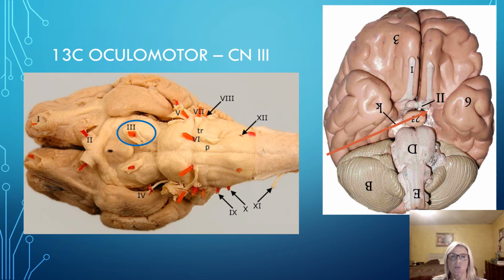Cranial nerve number 3 is the oculomotor. The name tells you it is going to be motor, and oculo lets you know it has to do with the eyes. So this serves the muscles of the eyes mostly.